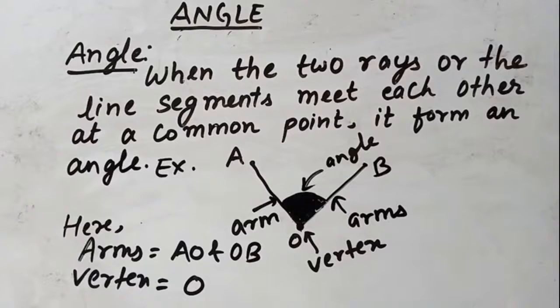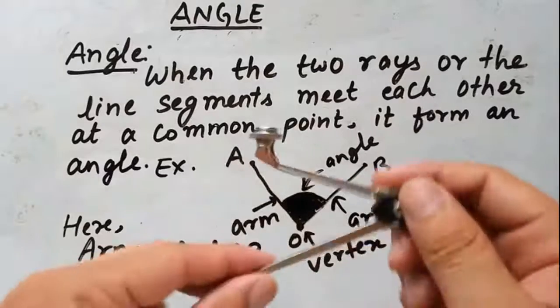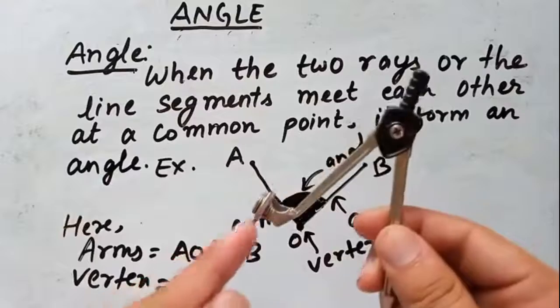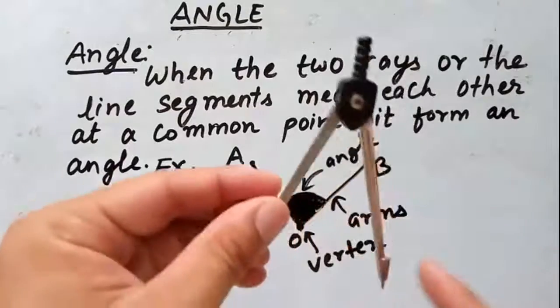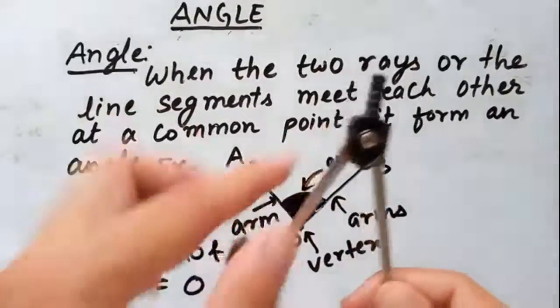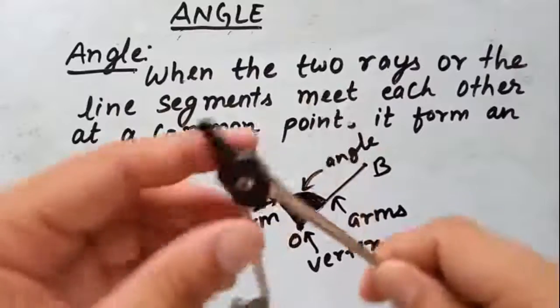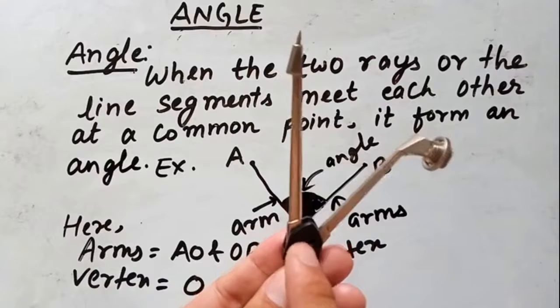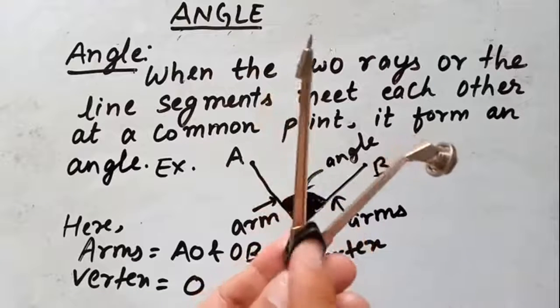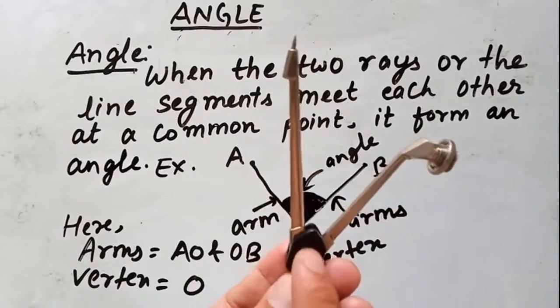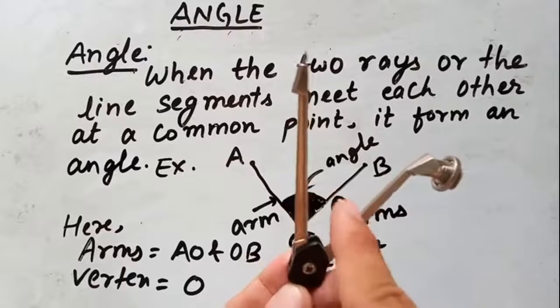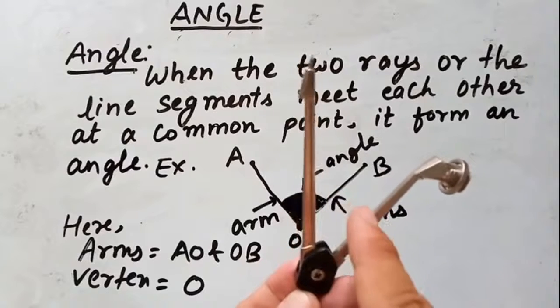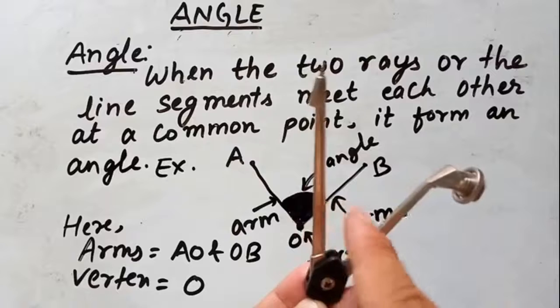Similarly students, I would like to show you one example. See, this is your compass. A compass also has an angle. These are the two arms of the compass. These two arms have met at a common point, and at this particular common point the angle has been formed. This rotation from these arms up to these arms is your angle.